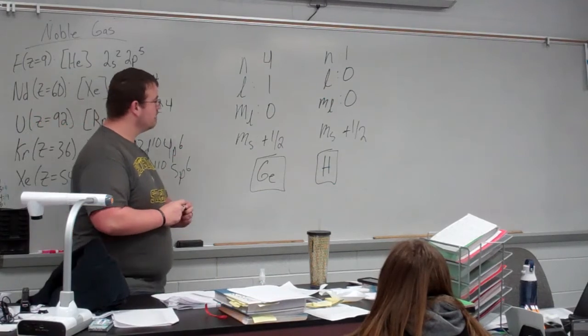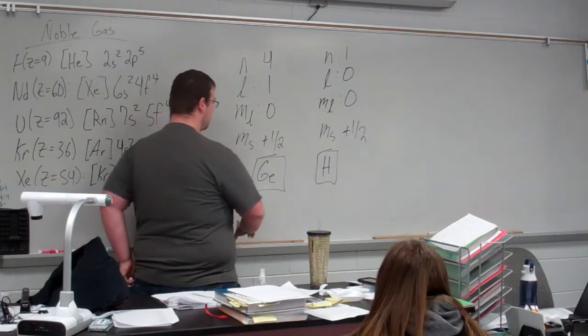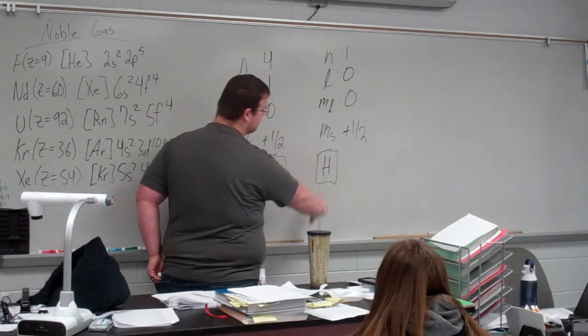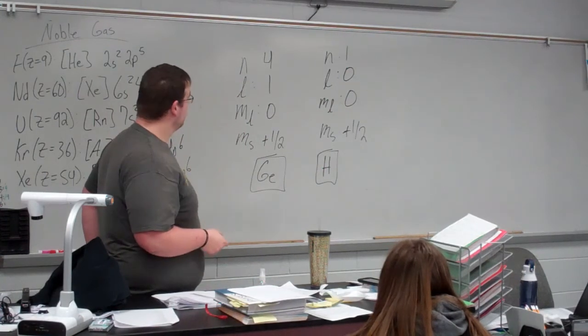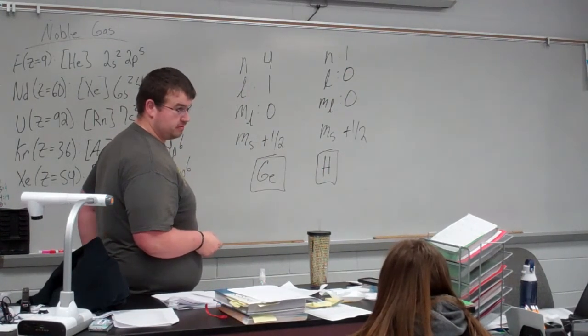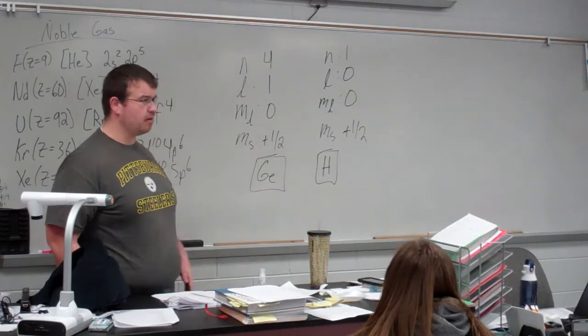Where's germanium? Germanium is number 32. It's in 4P2. What is this called? The 4 quantum numbers, because the 4 quantum numbers are part of the quantum model of the atom.